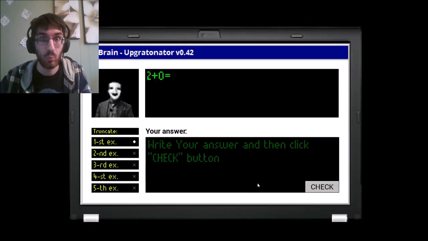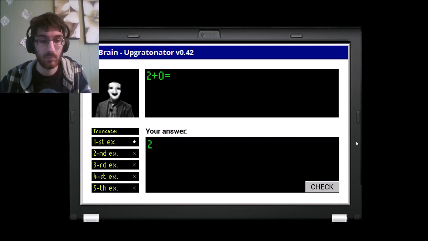Example number one. Solve this first example. This is not so hard for you. I know you can solve it. You need to complete all 5 examples and 10 notebooks. Okay, 2 plus 0 is 2. Example number two. Solve this second example. Every notebook is harder than previous. And don't do mistakes. They anger me very much.